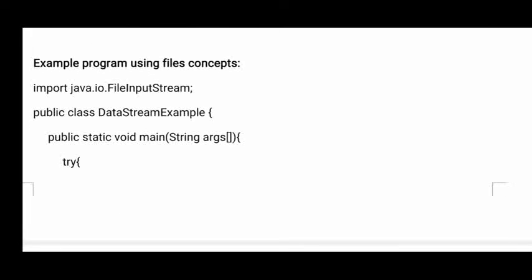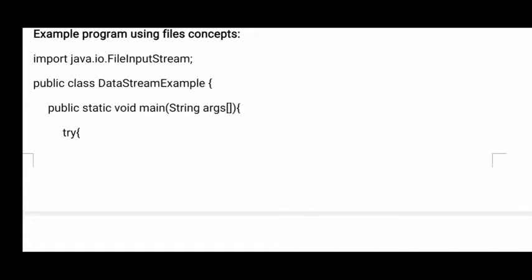Now here you can see the example program. The first one is FileInputStream. As I already said, if you are using any stream, you should include that stream, so java.io.FileInputStream. Here our class name is public class DataStreamExample. Public is a keyword, class is a keyword. With public we are specifying that whatever file you are creating is public, meaning anyone can read that file.